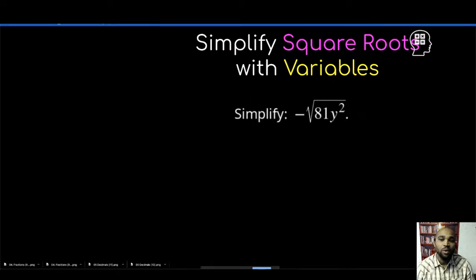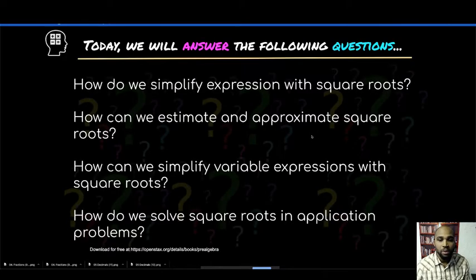Today we'll cover simplifying square roots with variables. We'll work our way up to answering the question you see on your screen now: simplify the negative square root of 81y squared. How do you do this? Let me show you step by step just how to do that.